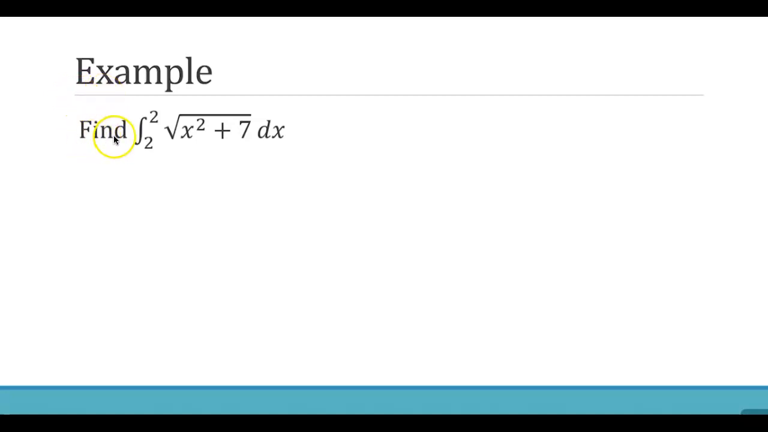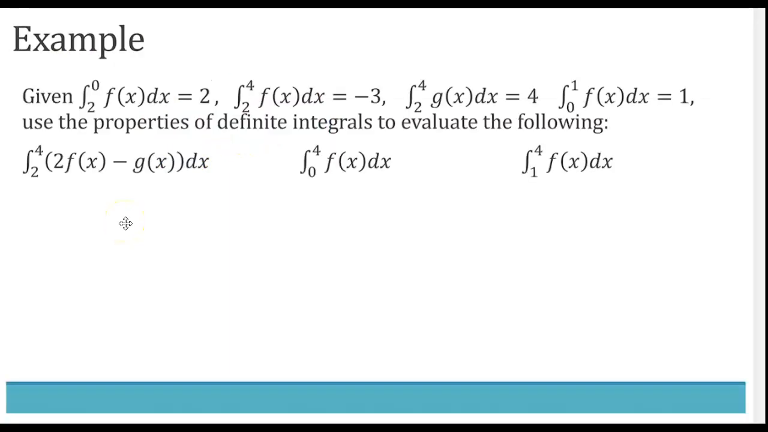First, find the integral from 2 to 2 of the square root of x squared plus 7 dx. Well, here, if we recognize that the limits of integration are the same, we don't have to bother ourselves looking at the integrand. The answer is just 0. There is no area between 2 and 2 given any function. Let's look at another example using these properties of definite integrals.